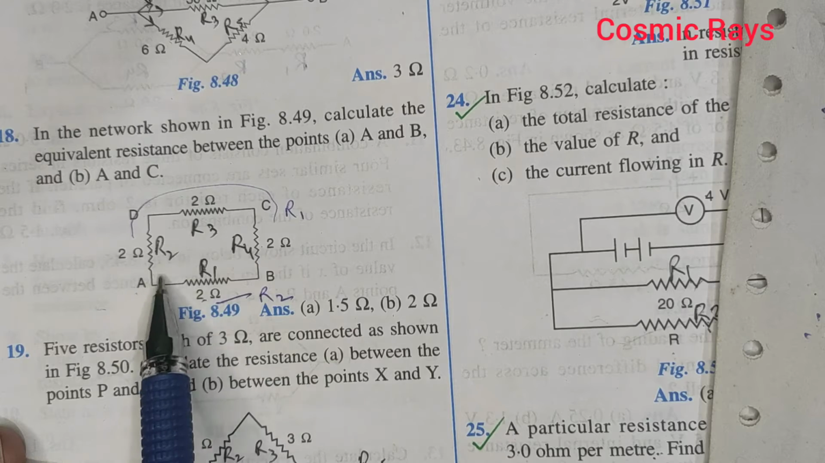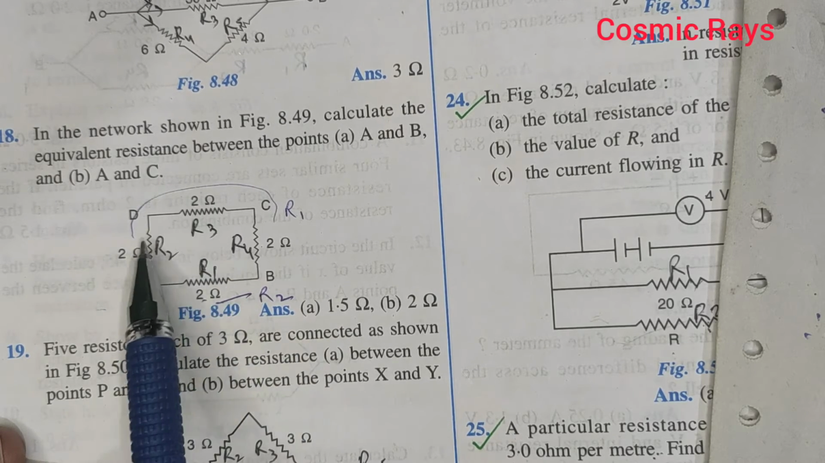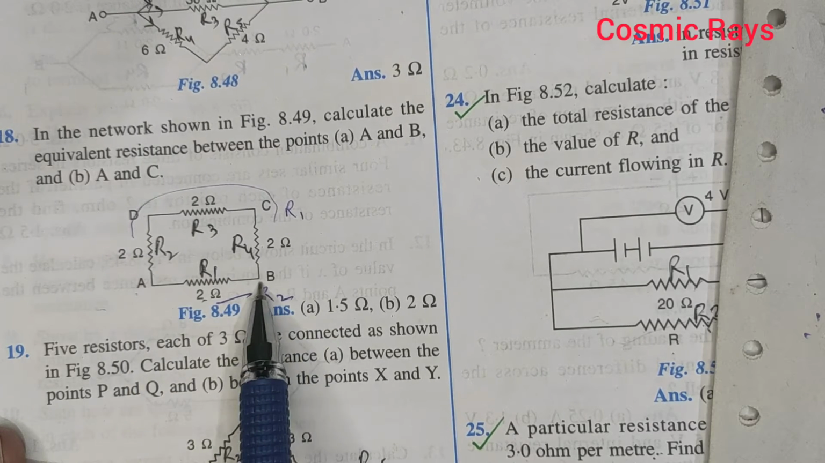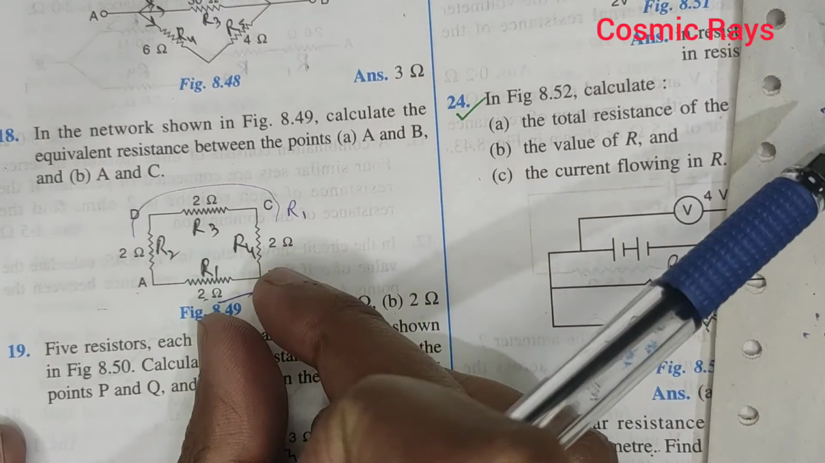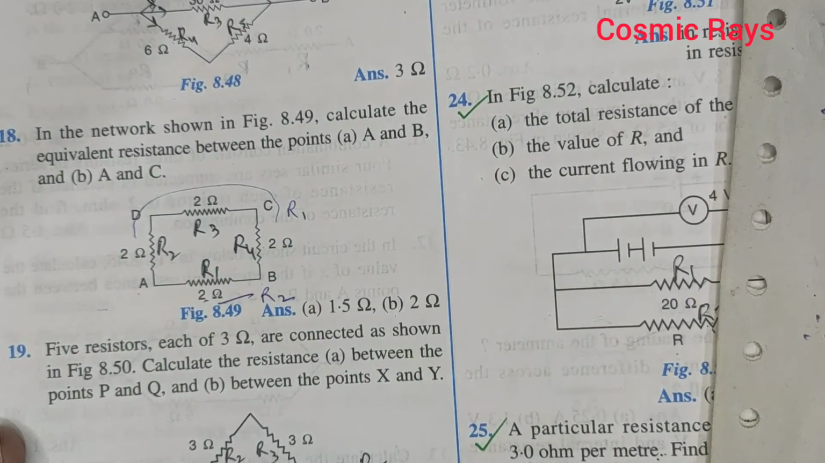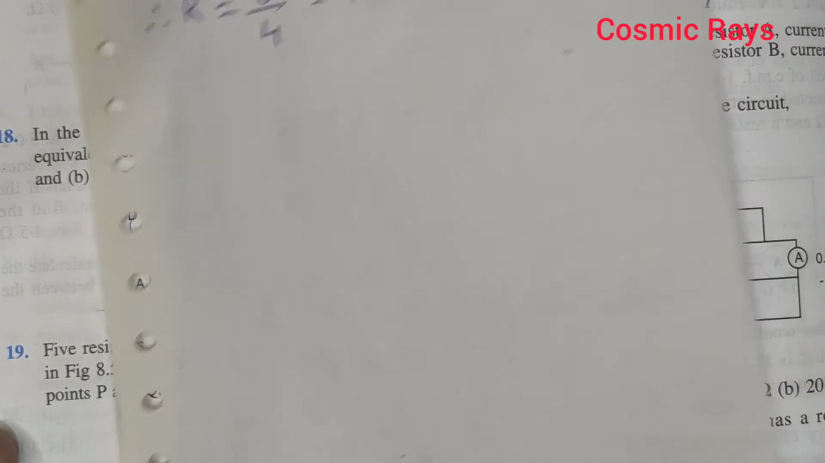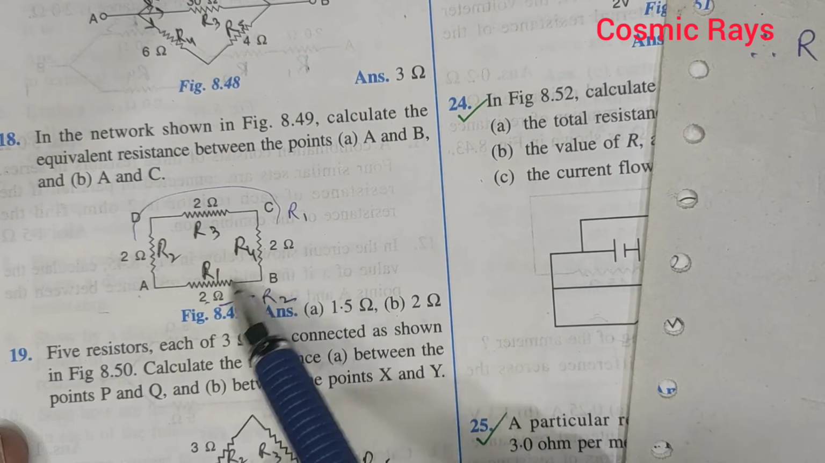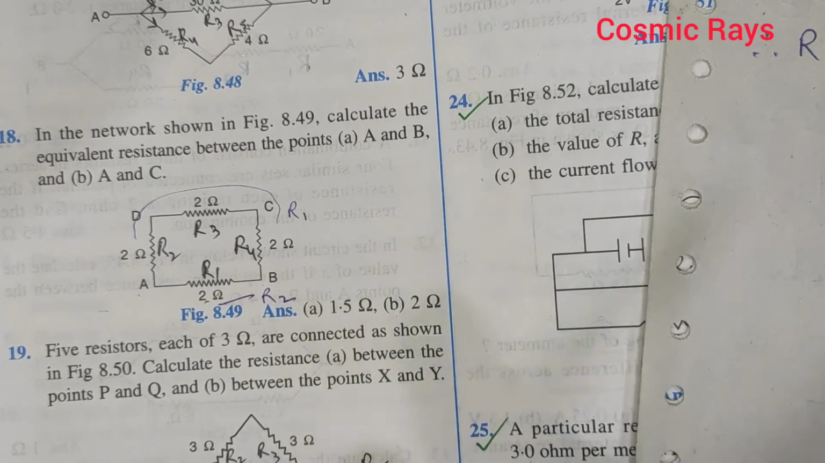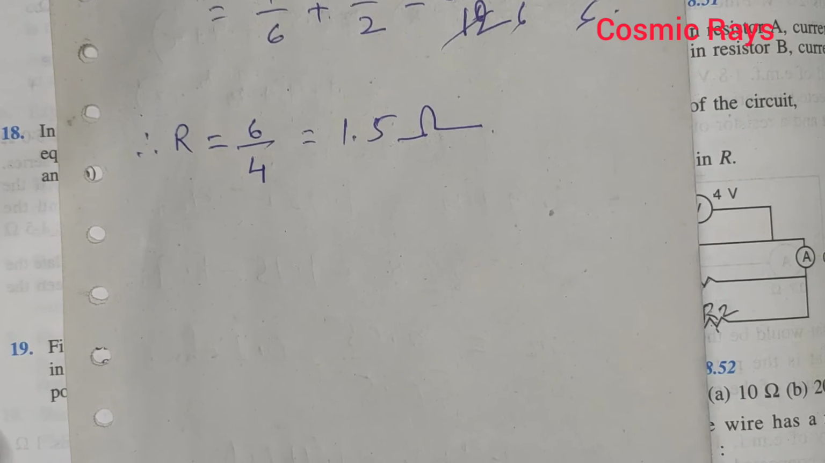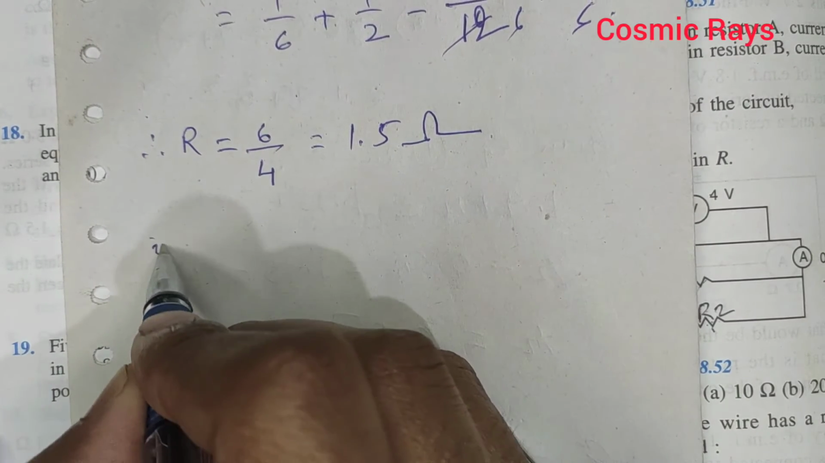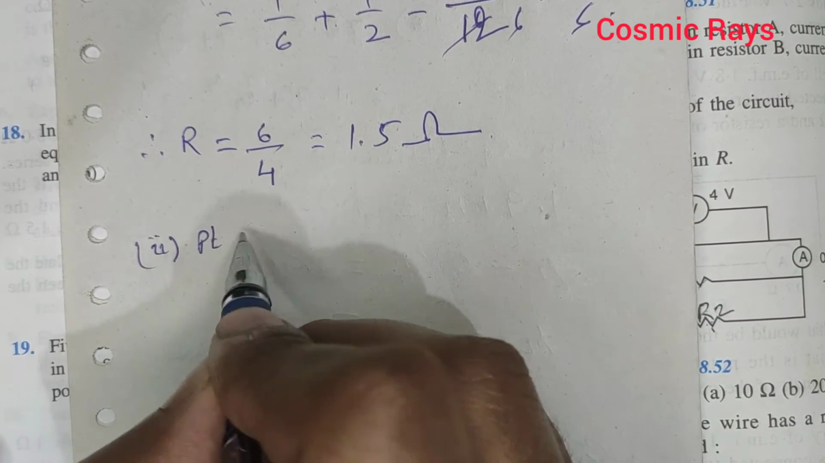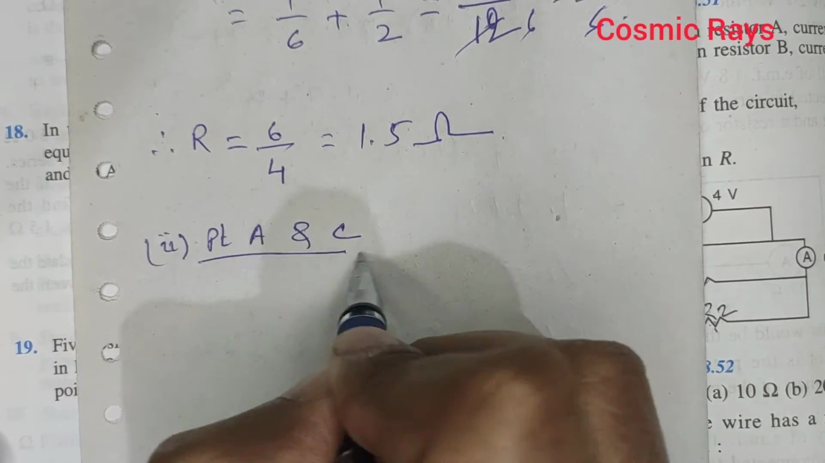Now for the second part, it says between point A and C. So between point A and C, these two are in series, but their combination is in parallel. So similarly, we will take these two as R1 and these two as R2, and then we will calculate the parallel resistance.